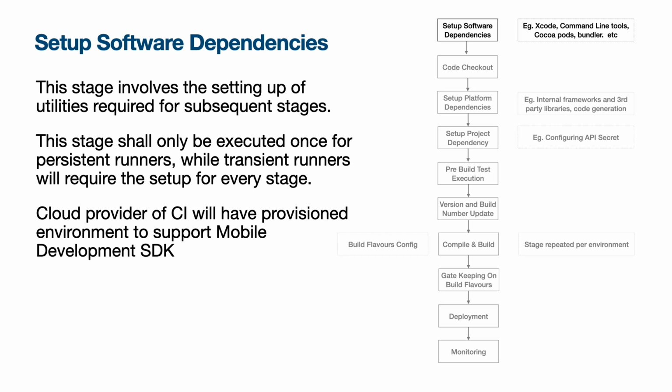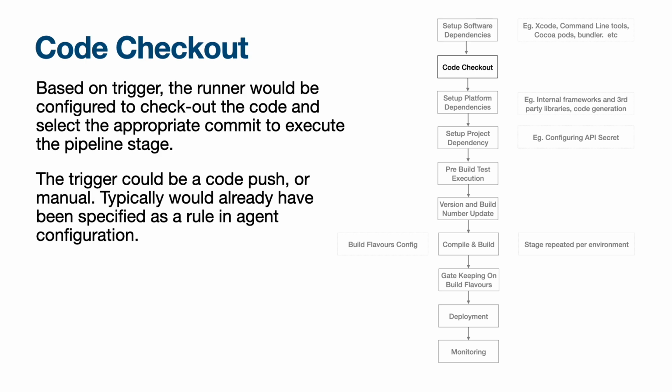The dim part will be looked upon in the next slide. Let's move on to the next stage. Next stage is code checkout. As the name suggests, this is more towards checking out the code from the source control. If there are certain rules from a commit point of view or from a branch point of view, those also would be configured.